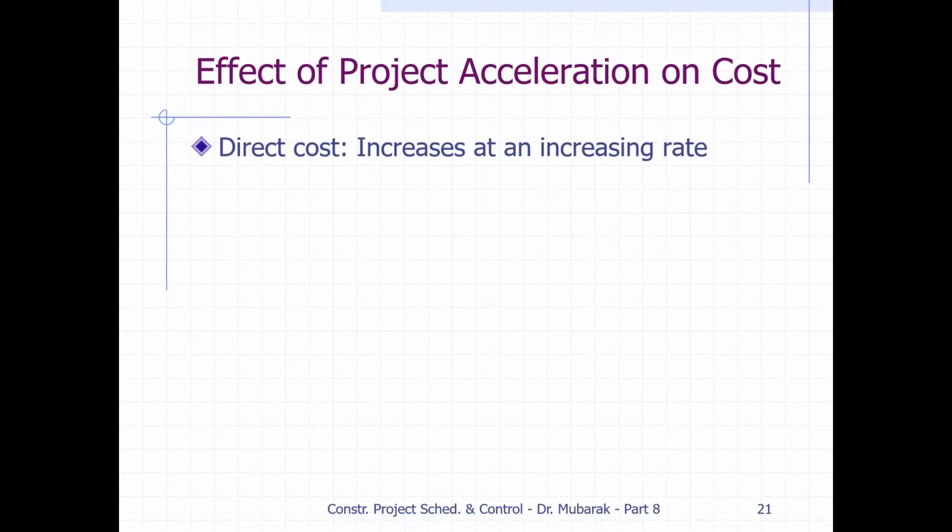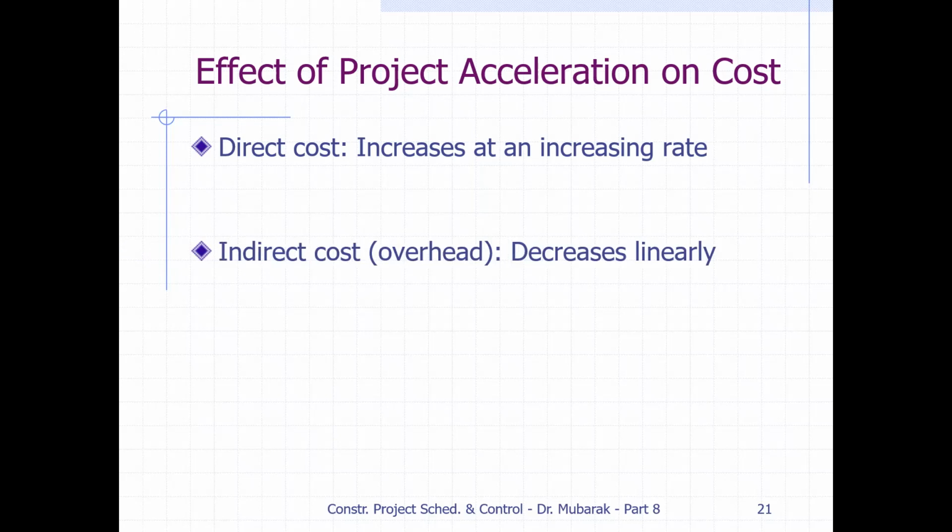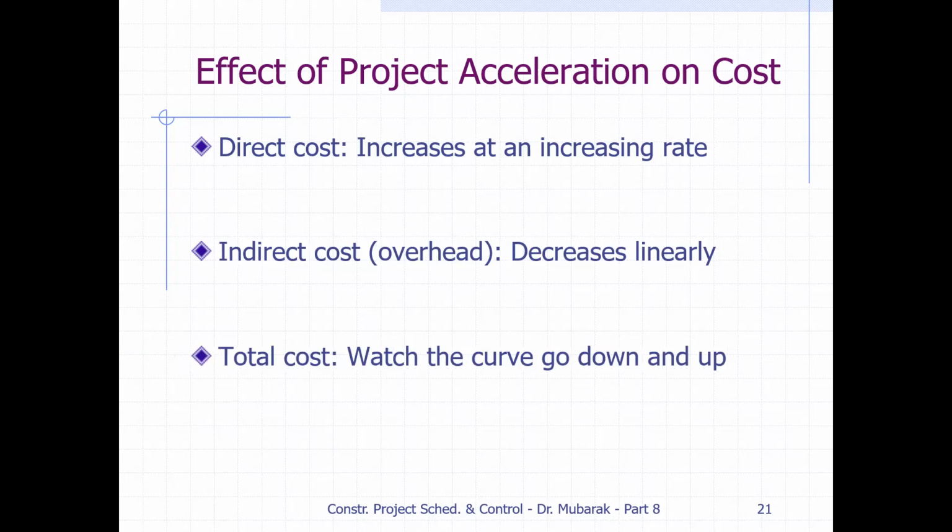When we shorten the project duration, we have to bring in more resources. Like before, we were working with one crane, now we have to work with two cranes. So we have to increase the resources. In this way, direct cost always increases if we shorten the duration. And indirect cost is usually constant for each day, and when we reduce the project duration, indirect cost will decrease. Similarly, we will add direct cost and indirect cost and see the total impact on the project.